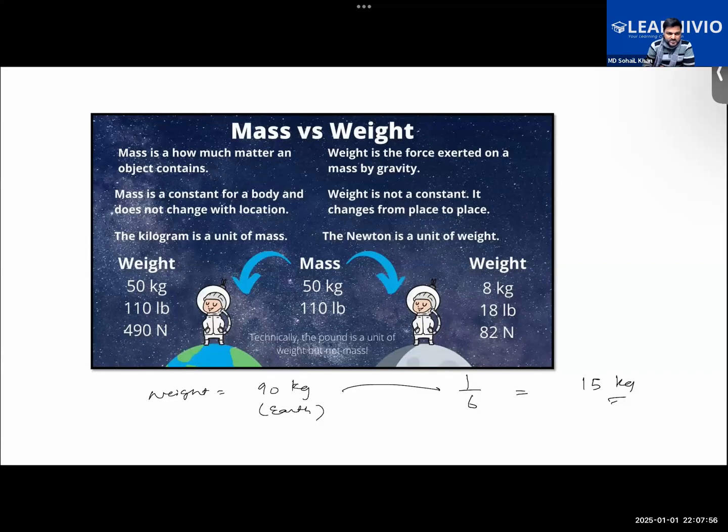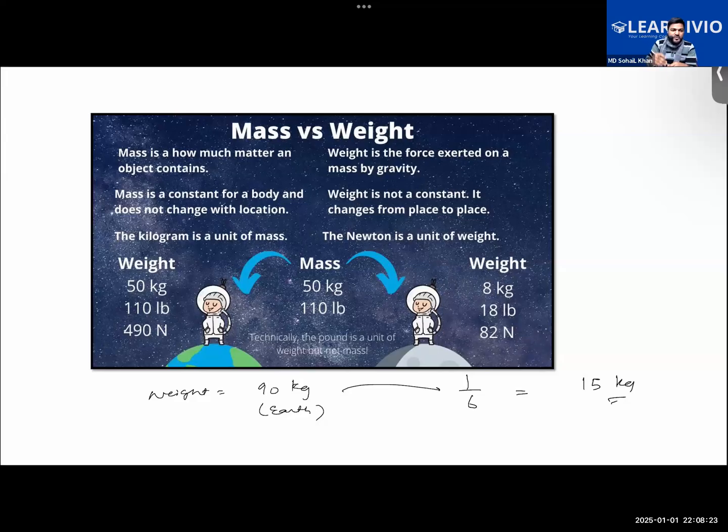Further, we did learn about mass and weight as well. Mass is the original composition, how much matter an object contains. That is going to remain the same everywhere. Whether you are on the equator, you go to the pole, or you go to any celestial body, your mass is going to be the same. But the weight is going to change because the weight is not constant. It changes from place to place as the gravity changes.